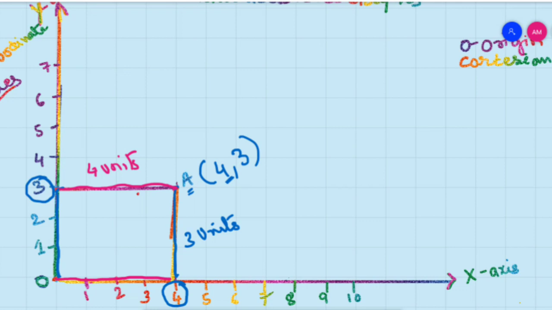Children, do not get confused. When you see A, you see 4 units, you may think that it is 4 units. But don't confuse. See how many units. See 1, 2, 3 boxes. So 3 units. Here 1, 2, 3, 4 boxes. So A is 4 units away from y-axis and 3 units away from x-axis.